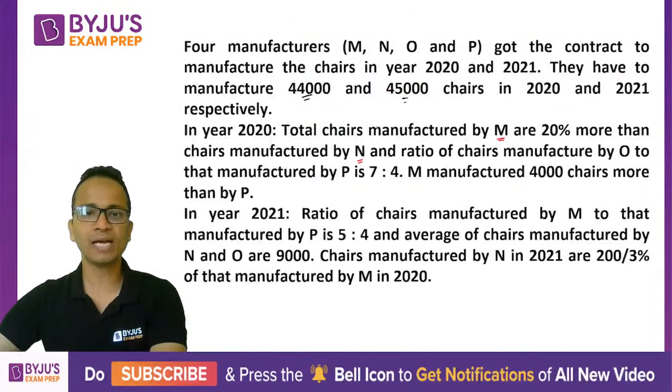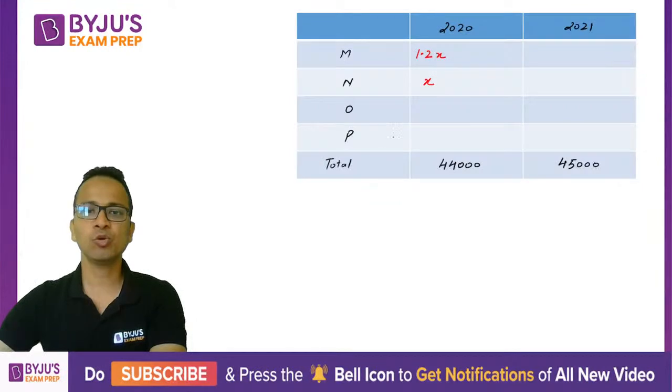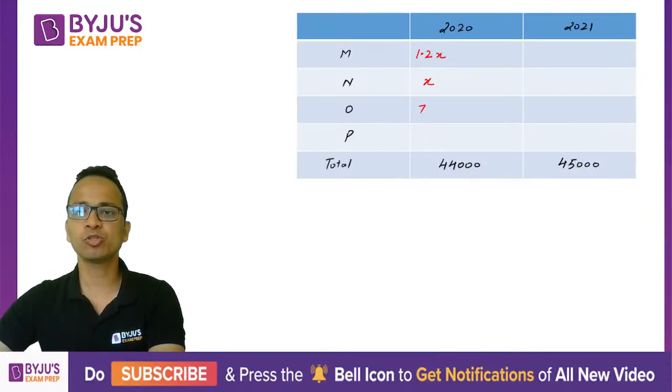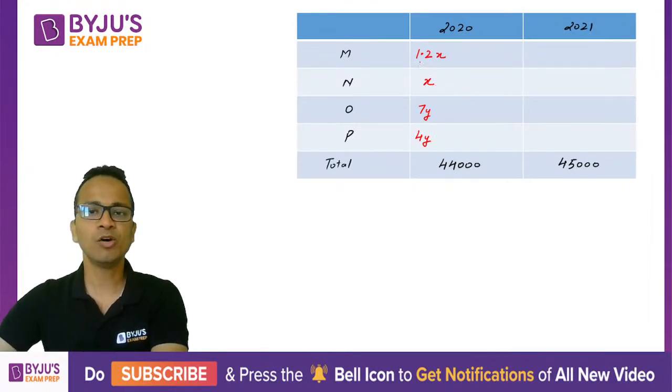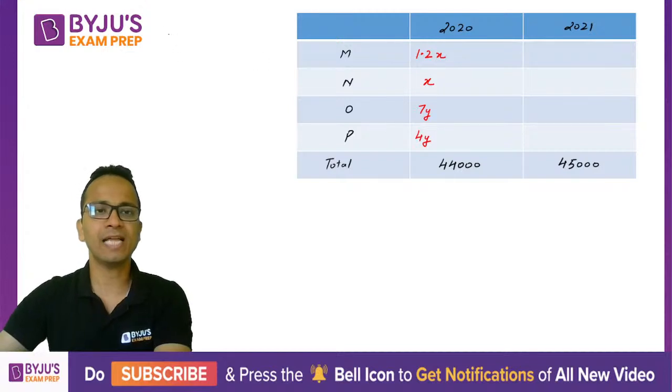Let's move back. And the ratio of O and P is 7:4. Ratio of O and P is 7:4. So I'll assume this as 7y and 4y. All right. Now the first equation I can make is the sum of these four values. So sum of these four values, 1.2x plus x, that will be 2.2x plus 11y is equal to 44,000.